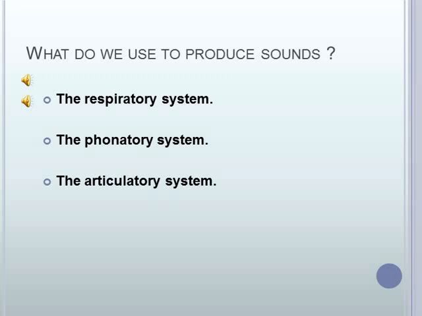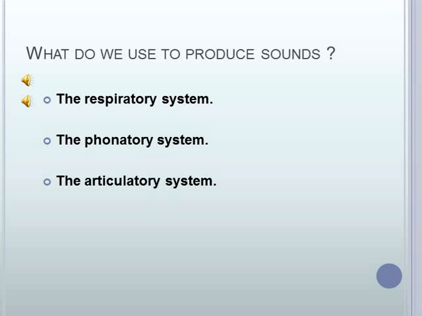The respiratory system comprises the lungs, the muscles by means of which they are squeezed or dilated, the bronchial tubes, and the windpipe or trachea. The primary function of this system is respiration, but it also provides the stream of air needed to produce the sounds we make when we speak.